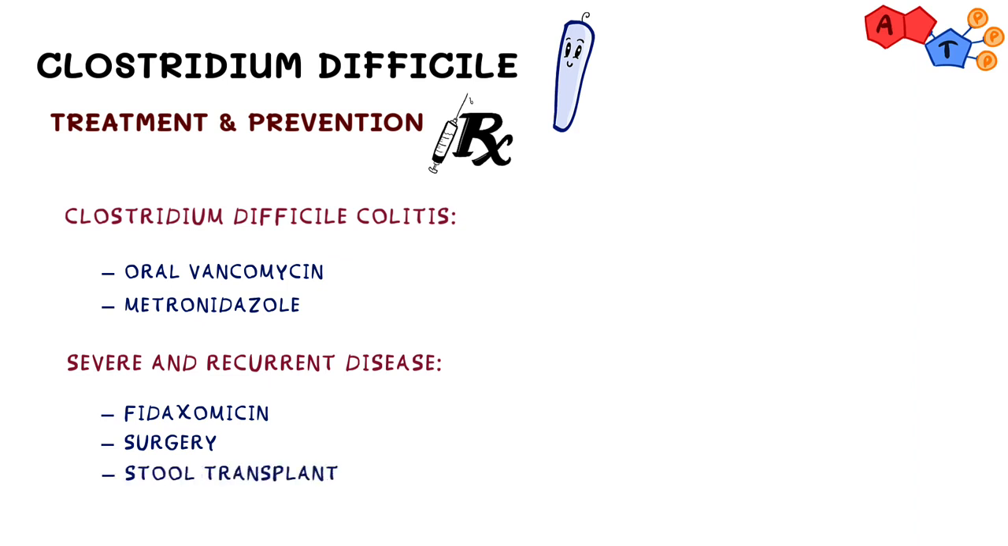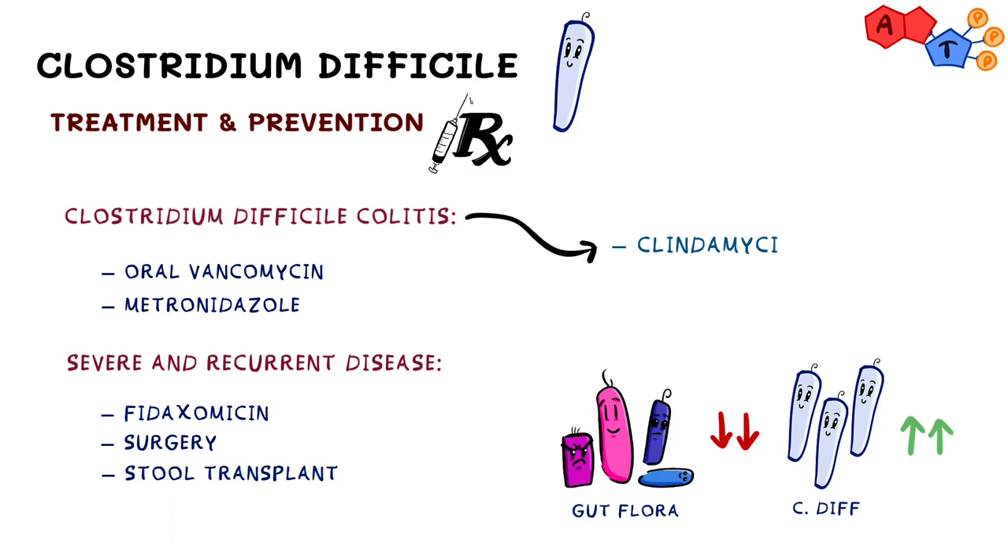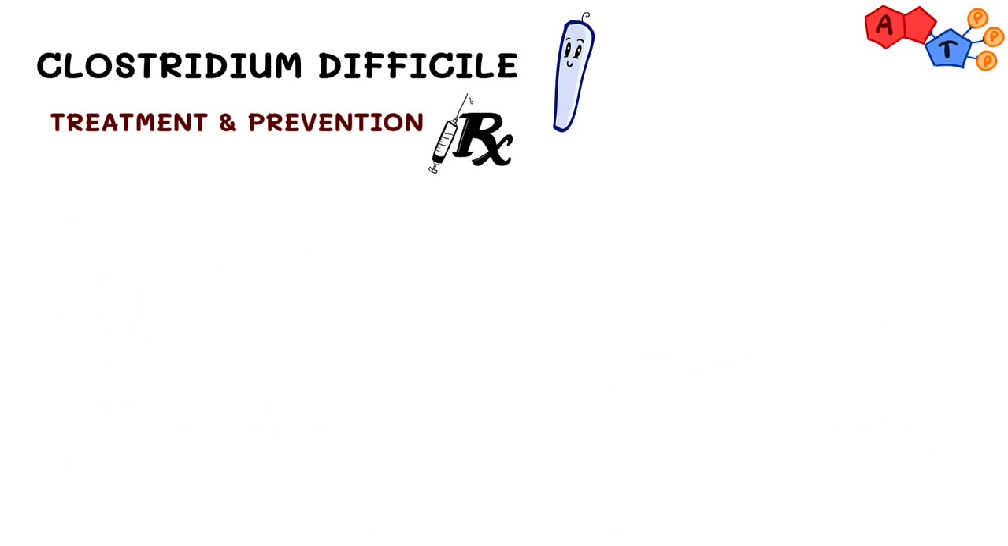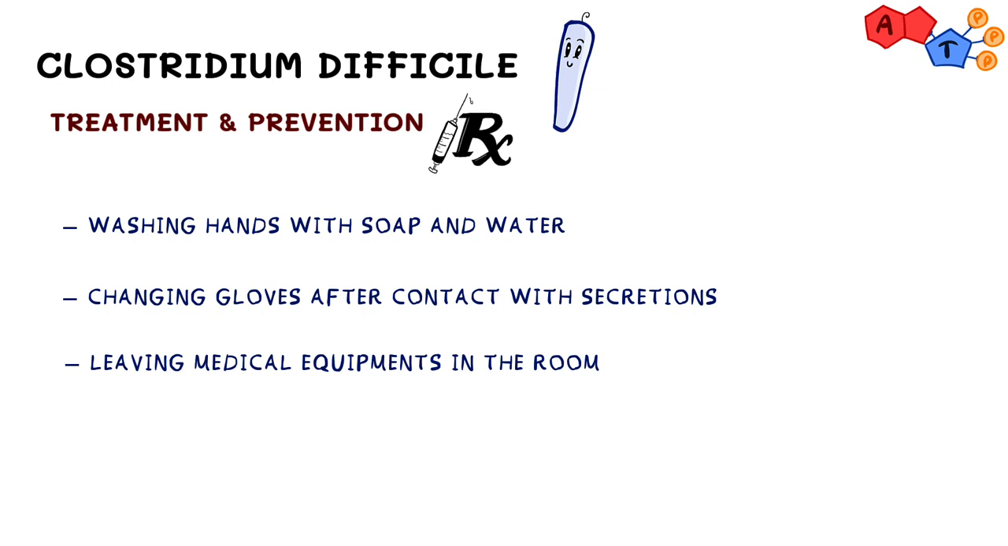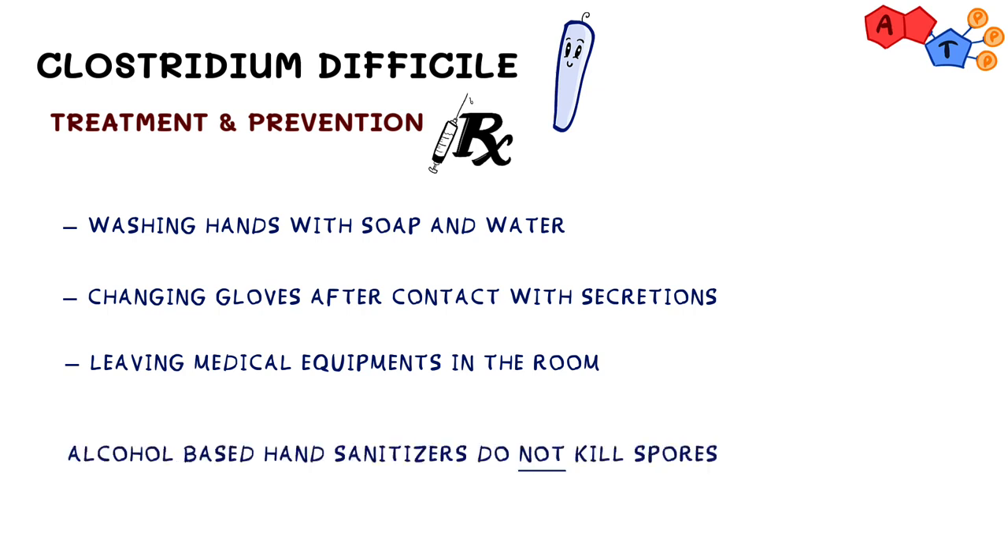Many antibiotics can lead to C. diff colitis, such as clindamycin or ampicillin. Proton pump inhibitors like omeprazole are also associated with it. One thing to keep in mind while treating a C. diff patient is the extra contact precautions that should be taken, and that includes washing hands with soap and water, changing gloves after contact with any secretions, and leaving the stethoscope and blood pressure cuff in the room as well. Keep in mind that alcohol-based hand sanitizer cannot kill spores, and that's why washing hands with soap and water is quite important.